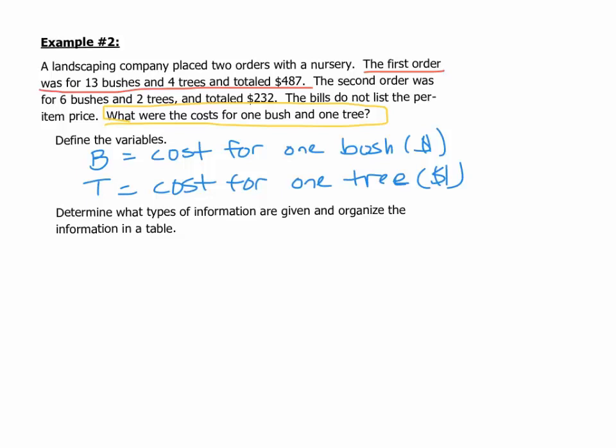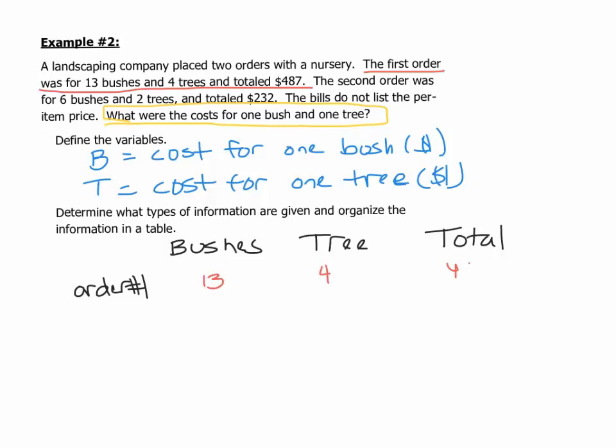So once again, I'm going to organize my information in a table. I'm going to have information about bushes, I'm going to have information about trees, and I'm going to have a total. And this first sentence, the first order, is all about order number 1. So my first row in my table is going to be all about order number 1. Order number 1, we ordered 13 bushes and we ordered 4 trees, and that totaled $487.